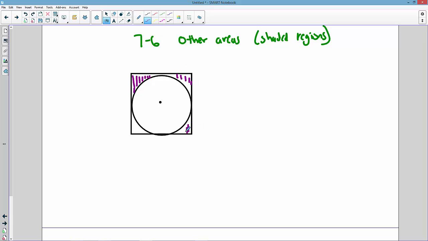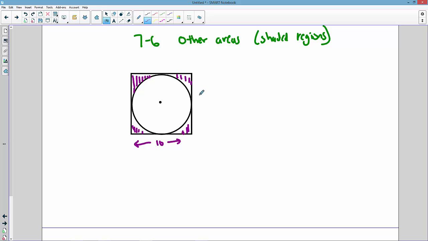So I showed you this in class. I said, how would you find this shaded region? Well, whatever it is, I'll make it 10 right now. So I'm going to say it's 10 across here, and of course it was given to you that it's a square. Well, it's obviously a square because the circle touches all four sides. So, what is that shaded region?